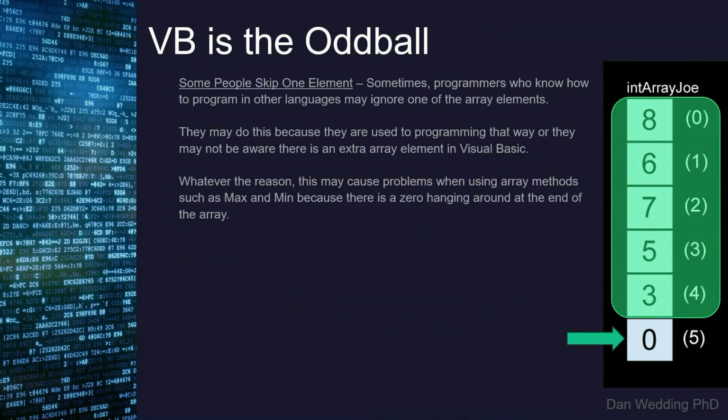Sometimes, programmers who know how to program in other languages may ignore one of the array elements. They may do this because they're used to programming that way, or they may not be aware there is an extra array element in Visual Basic. Whatever the reason, this may cause problems when using array methods such as max and min, because there is a 0 hanging around at the end of the array.